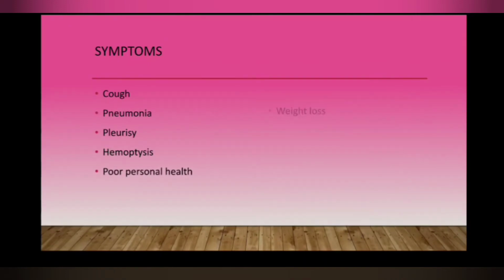So now we will see the types. There are 4 types: cylindrical or fusiform, varicose, cystic or saccular, and follicular. Then we will see the symptoms. The most common symptom is the cough, which is chronic and productive. Sometimes halitosis may be seen, pneumonia and pleurisy. Then hemoptysis, poor personal health, weight loss, low-grade fever, anorexia.